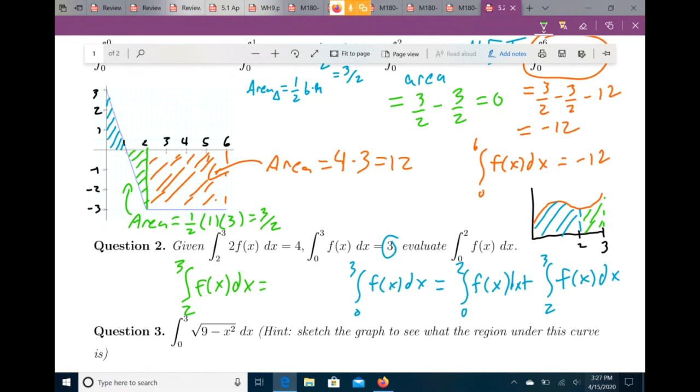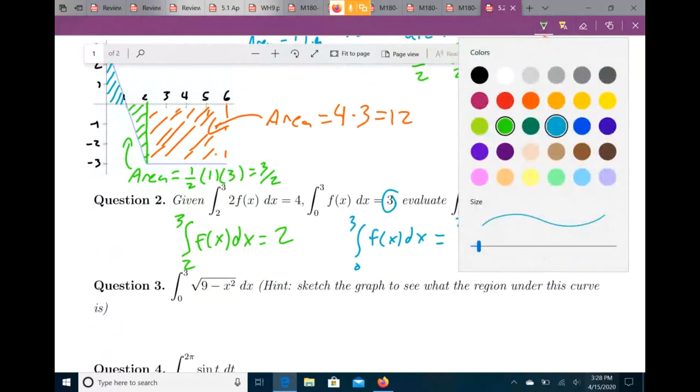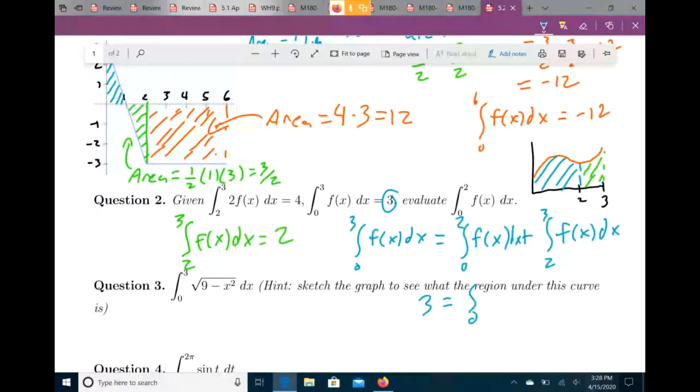Basically, what happens when I multiply the function by 2 is that at every single point, I'm multiplying the height of my shape by 2. So if I multiply the height by 2, that just multiplies the area by 2. So indeed, just f of x from 2 to 3 will be 2. Then this equation I've written just becomes 3 equals the integral from 0 to 2 plus 2. So what is the integral from 0 to 2 of f of x dx? Good, just 1. If 3 equals something plus 2, that something has to be 1.